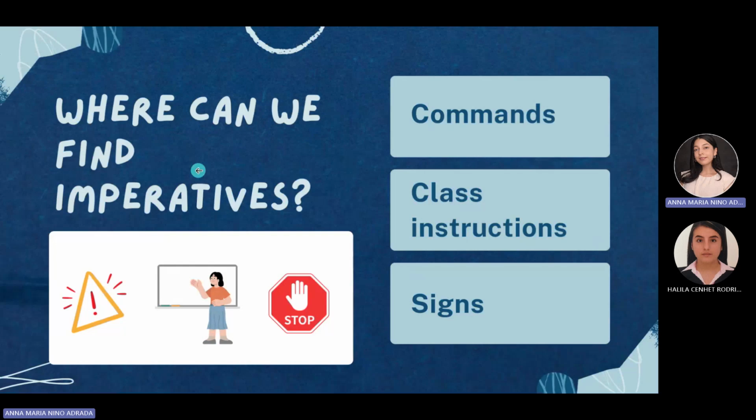Where can we find imperatives? We can find them usually, especially in your case, with commands that you get from your boss, your family, your teachers, or class instructions, or like signs you see on the street.